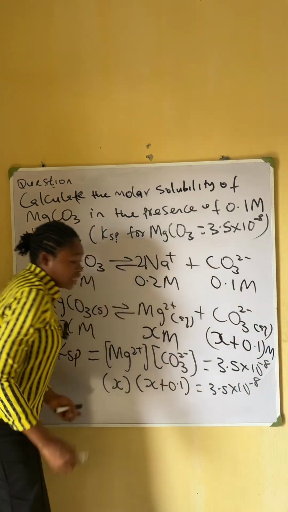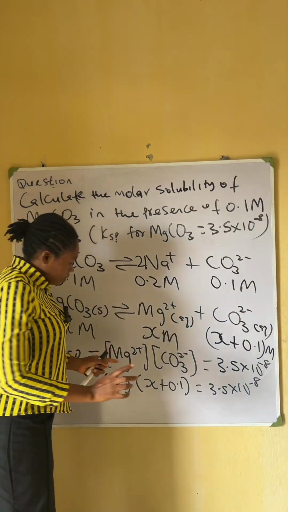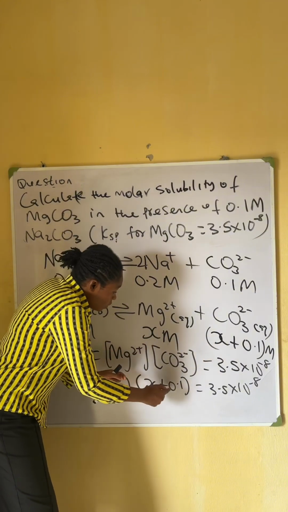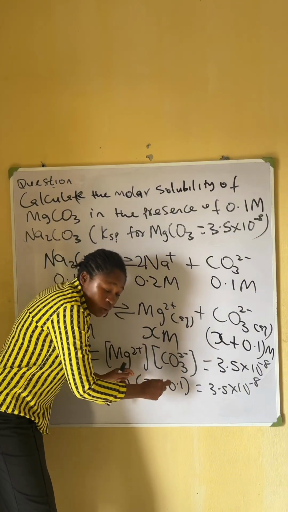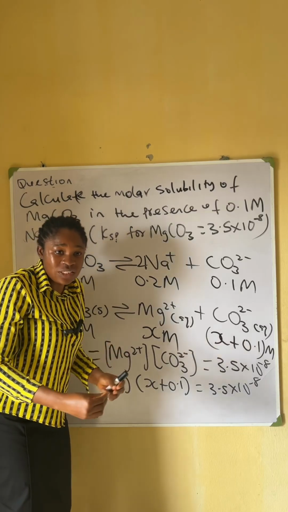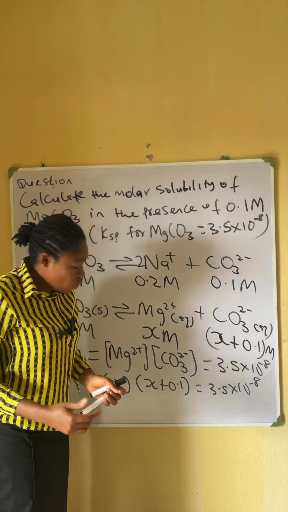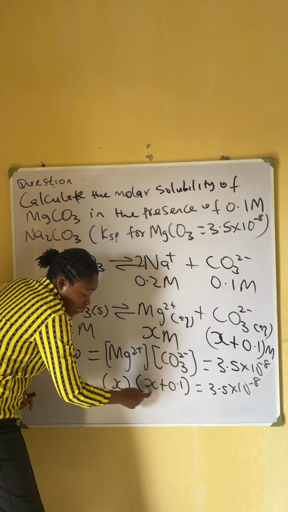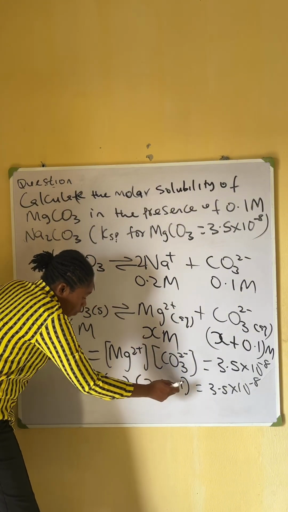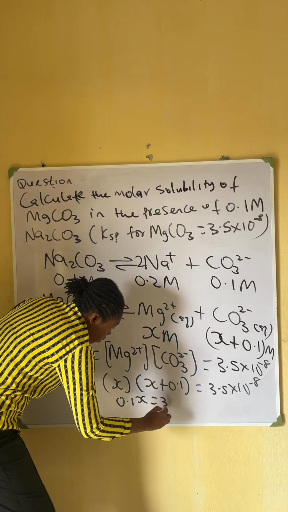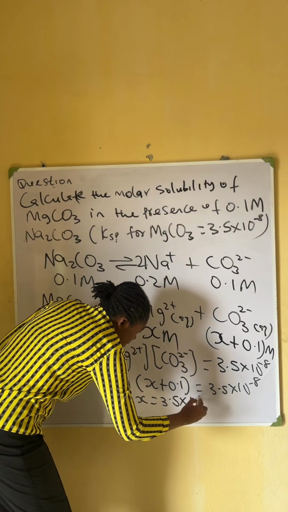Alright, so look at this. The value of X is very small compared to this 0.1. Very small compared to 0.1. So it's like saying X plus 0.1 is equal to 0.1. So work with only this value here, 0.1, not with this X. So X times 0.1, you have 0.1 X is equal to 3.5 times 10 to the power minus 8.